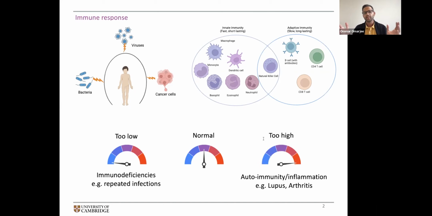On the other side, you can have an immune response which is too high. So you might think that, oh, if it's too high, it will eliminate the pathogen rapidly and everybody will be happy. But actually no, because a too high immune response can damage the surrounding tissues, and also in the absence of pathogen can recognize our own body as a pathogen and start attacking our body. So in this case, we are talking about autoimmune disease or autoinflammatory disease. And an example of that is lupus or arthritis.